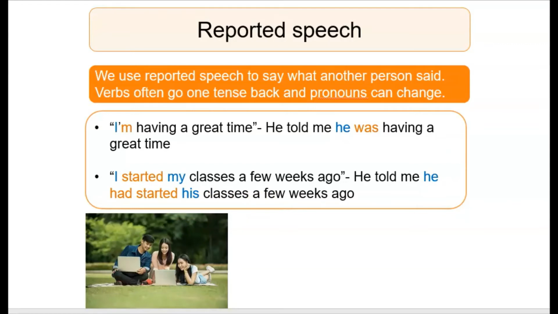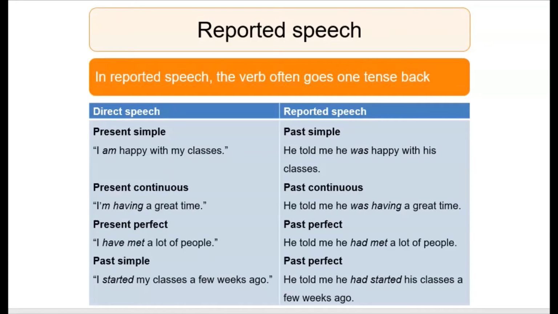Let's take another look at those tenses and some other changes in tenses. As I said, in reported speech, the verb often goes one tense back. Direct speech, present simple, example: I am happy with my classes. This is something else he told me. Now that tense changes to past simple when I report it. He told me he was happy with his classes. So am happy changes to was happy.